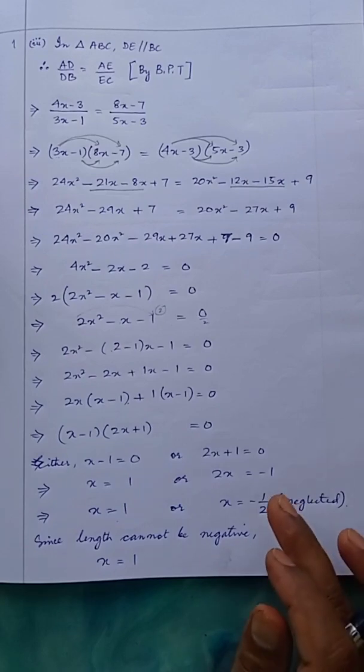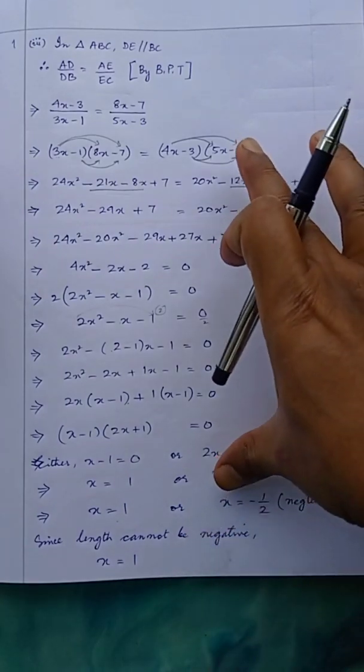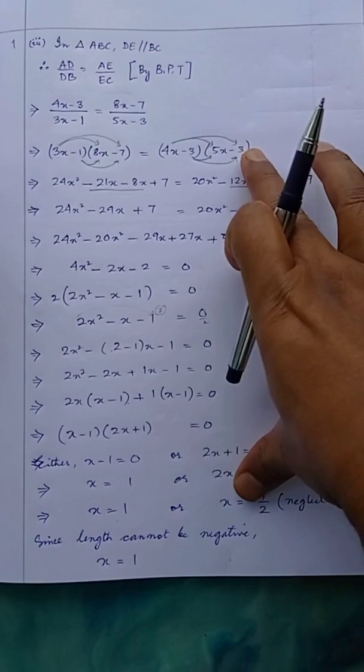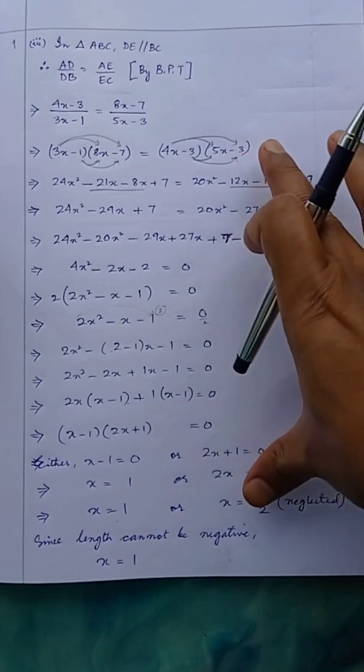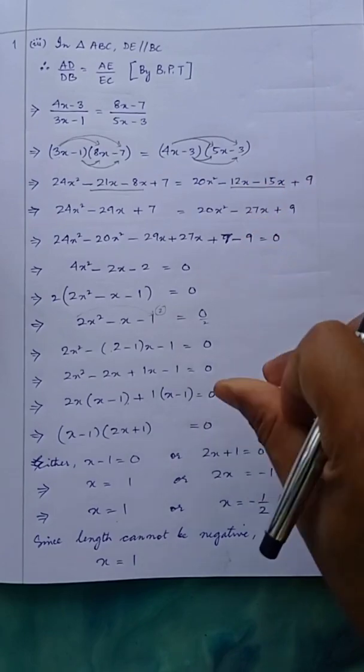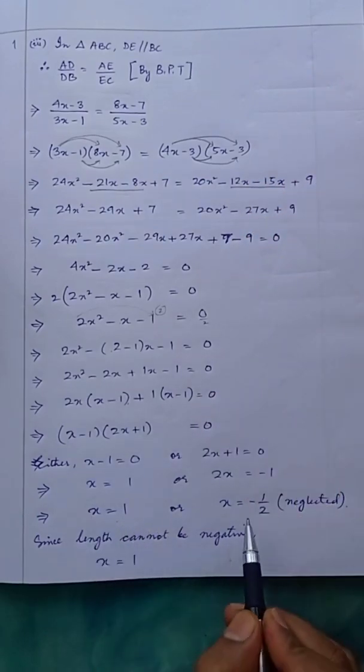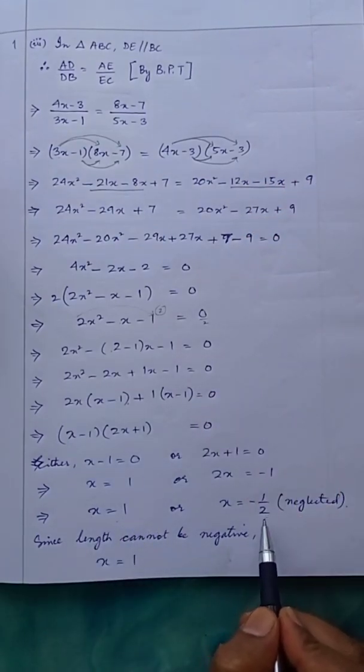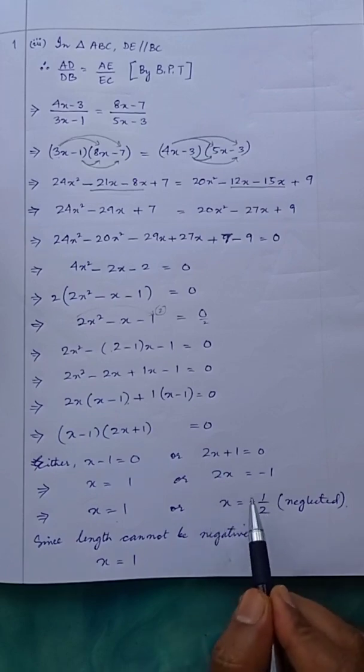This whole thing is algebra, and we have learned this in chapter 5, so I'm not going to give you the details of this. x is equal to 1 or x is equal to minus 1 by 2. Now you know length cannot be negative.